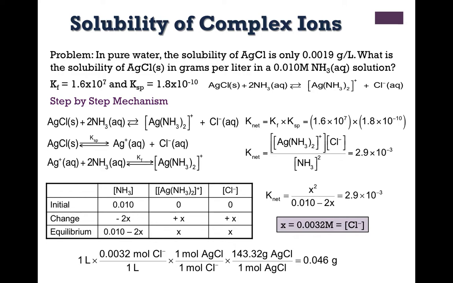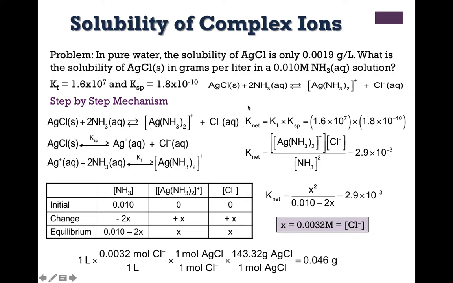I know this looks like a lot. We're going to step through this so that you've got a solid example to look at. So here's the question. In pure water, the solubility of silver chloride is slightly soluble, we would say, 1.9 times 10 to the negative third grams per liter. What is the solubility then of silver chloride if we were to add it to a 0.010 molar ammonia solution?